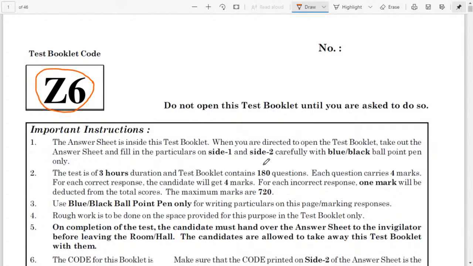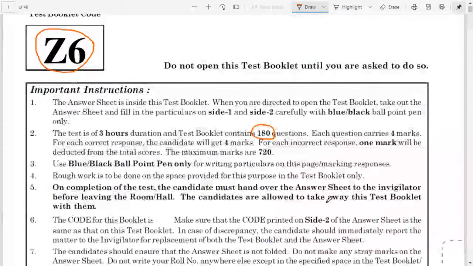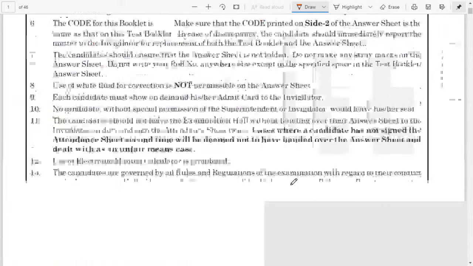this question paper consists of 180 questions. Among 180 questions, there will be 90 questions from biology, followed by 45 questions from physics and 45 questions from chemistry. The time duration of this test is 3 hours, and each correct answer carries 4 marks, so the maximum total marks are 180 into 4, which is 720 marks. If you make any wrong answer, 1 mark is deducted, that is, negative 1 mark. Let us see the questions.